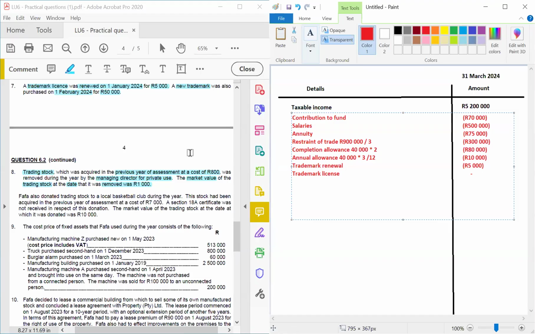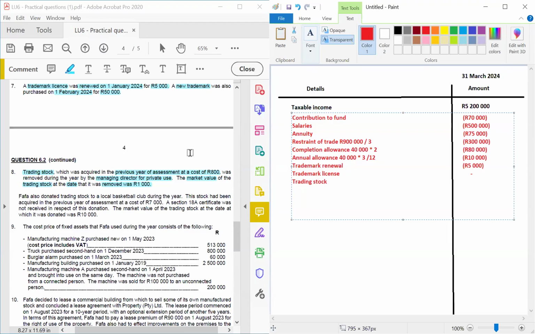So this trading stock was acquired last year. Now it was taken for private use. So when someone takes something for private use in the company, we are going to remove it at market value, right? Or recoup it at what? At market value. Recoup it. Recoup it is the right way. Remove is unprofessional. Right. So this trading stock will be recouped at market value.